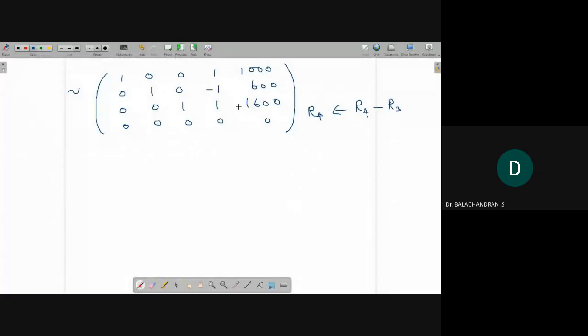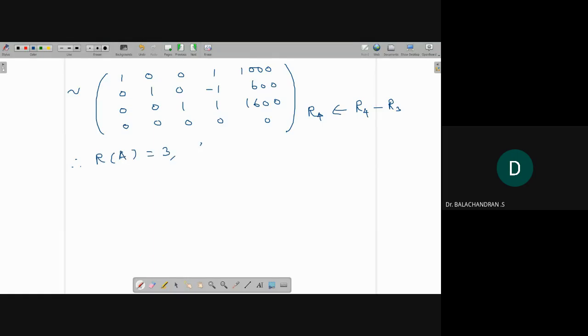So from this, actually your A is what? Your A is a 4 by 4 matrix. Okay, so the rank is what? Maximum 4, but the last row is 0. So the rank of A is what? Therefore, rank of A is equal to 3.